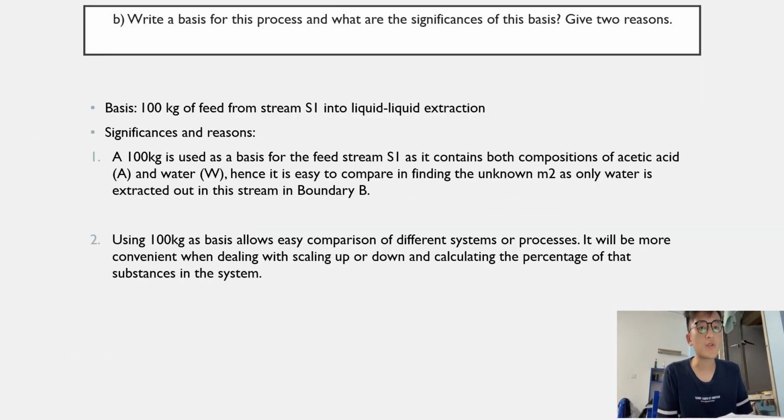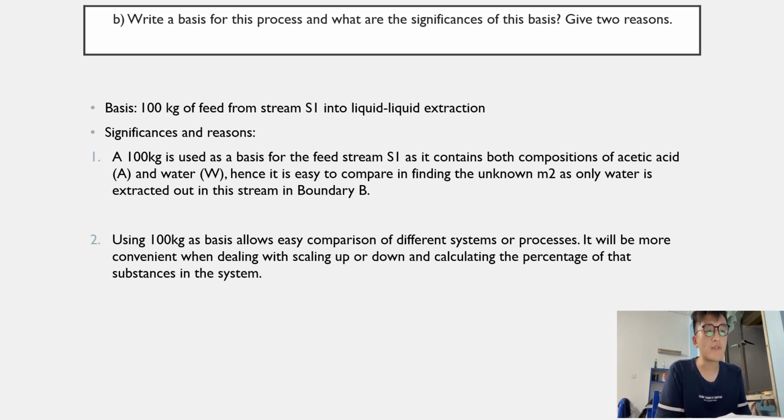The next question is to write a basis for this process and the significance and reasons to use it. The first one: we choose 100 kg as the basis for the feed stream S1 because it contains both the compositions of acetic acid A and water W, and hence it is easy to compare in finding the unknown M2, as only water is extracted out in the stream when we use boundary B.